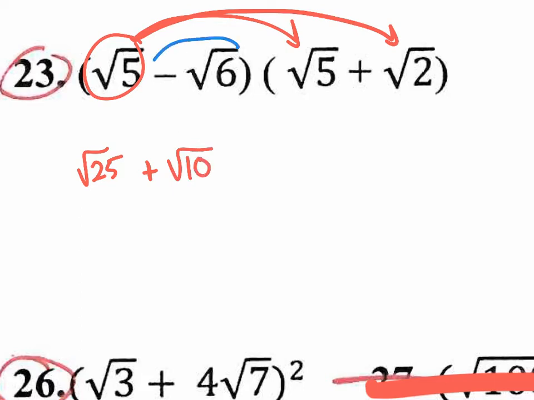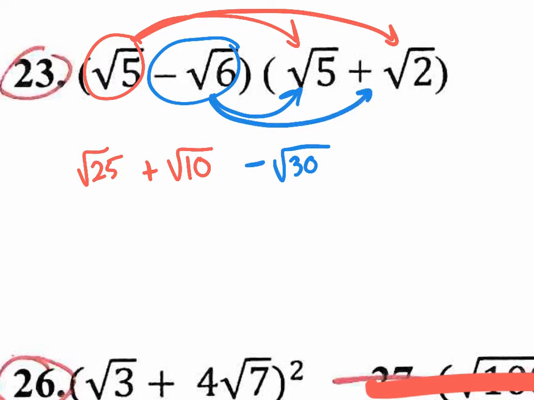And then let's distribute negative square root of 6 times a positive square root of 5. A negative times a positive is a negative. Square root of 6 times square root of 5 is square root of 30. That's right. And last but not least, negative square root of 6 times positive square root of 2. A negative times a positive is a negative. Square root of 6 times the square root of 2 is the square root of 12.